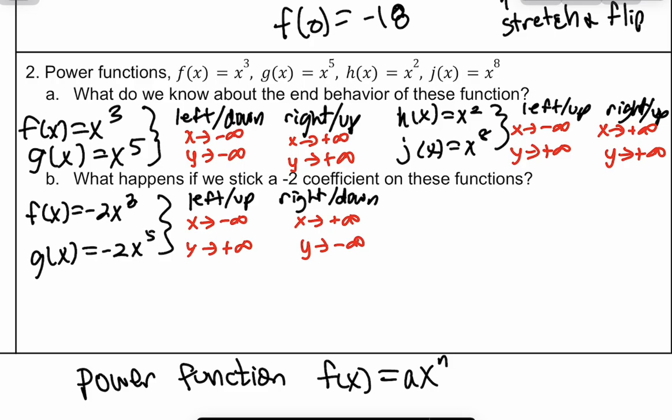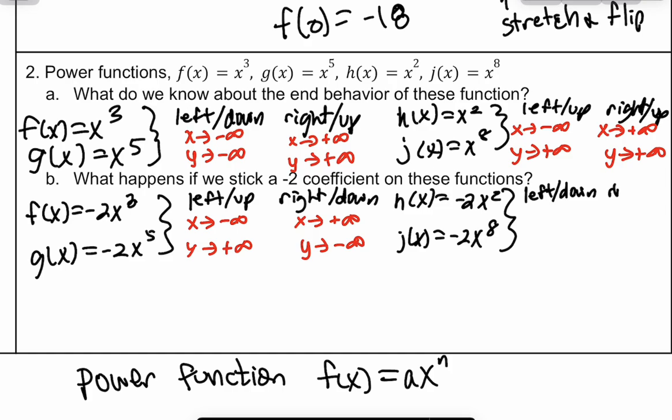Let's take our h and j and stick a -2 in front. So if we have -2x squared or -2x to the 8th, think about our quadratic. Normally both of our arms or ends go upward. Now that's going to flip it upside down. So our left is going to go down. Our right is going to go down. Now you can throw these into Desmos and look, well, what just happened?